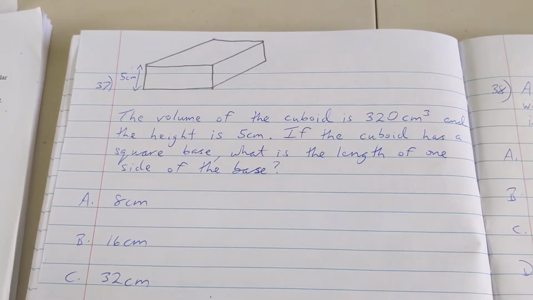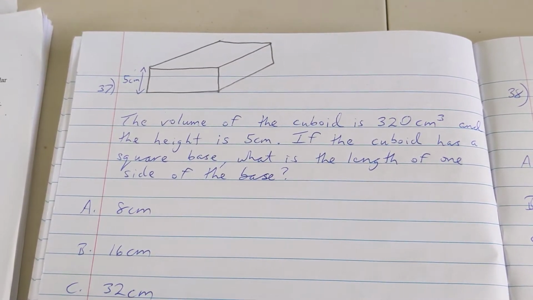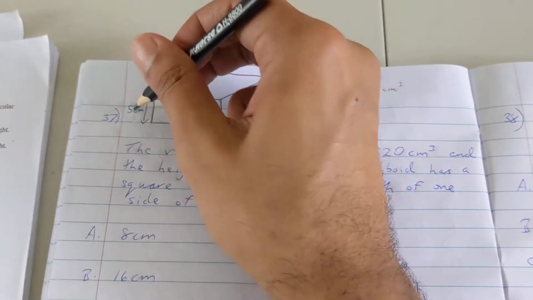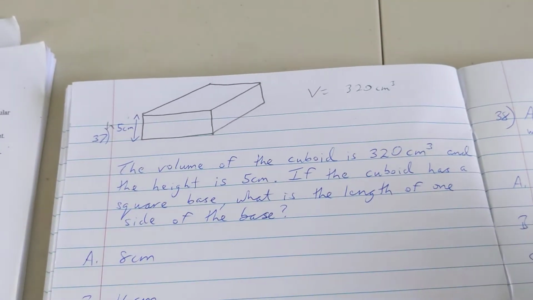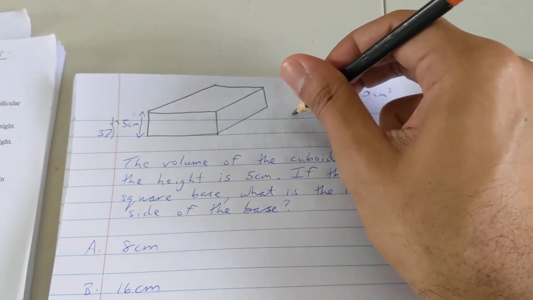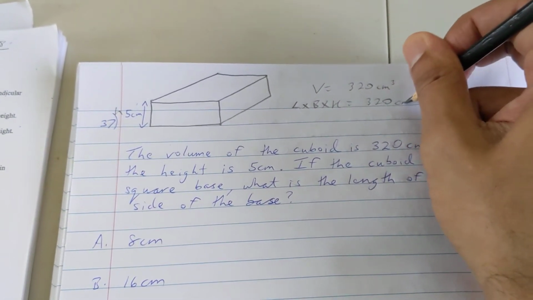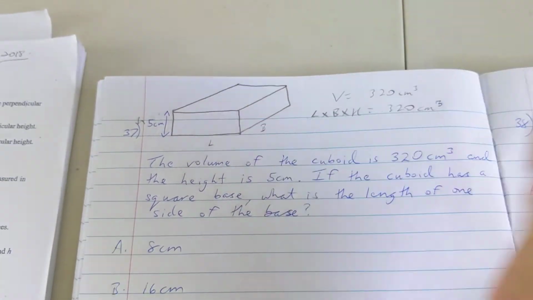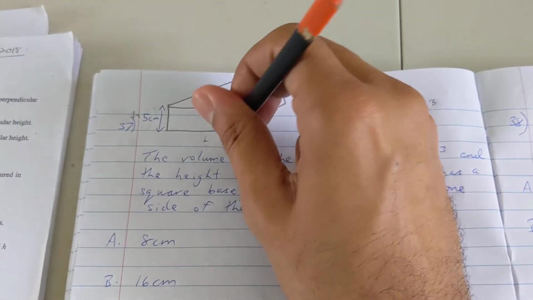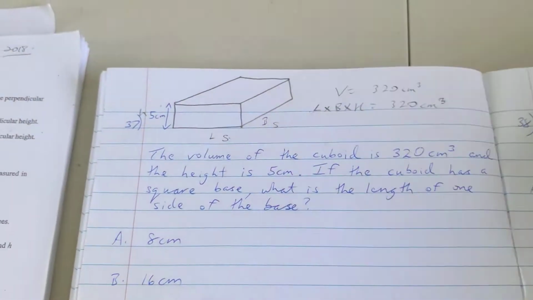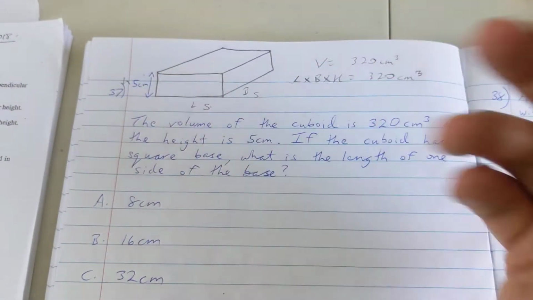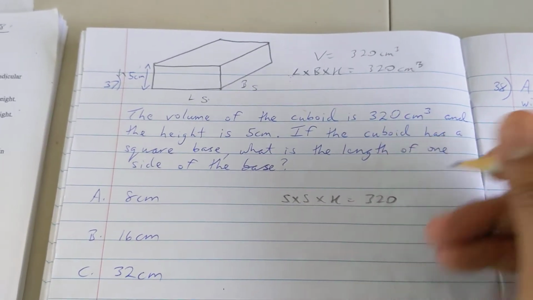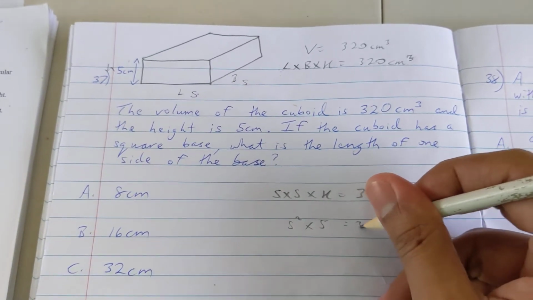Let me look at a slightly more difficult one. The volume of the cuboid is 320 cubic centimeters, and they tell me the height is 5. Since it's a square base, they want the length of one of the sides of the square base. Normally the formula for a cuboid is length by breadth by height, and in this case that equals 320 cm cubed. Since the bottom is a square, length by breadth turns into side times side. So the formula becomes side squared times height is equal to 320. The height is 5, so I have side squared times 5 is 320.